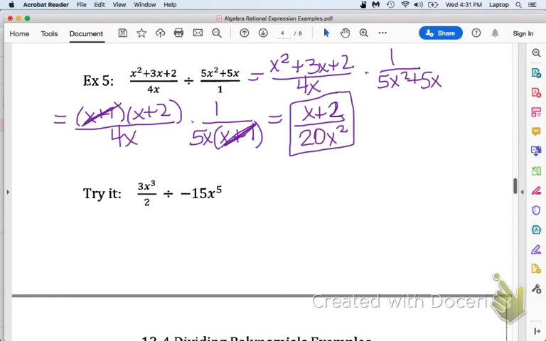Now, you can't cancel one of these x's with the x in the numerator because the x in the numerator is involved in an addition expression. The relationship is not through multiplication. You can only cancel things that are through multiplication.